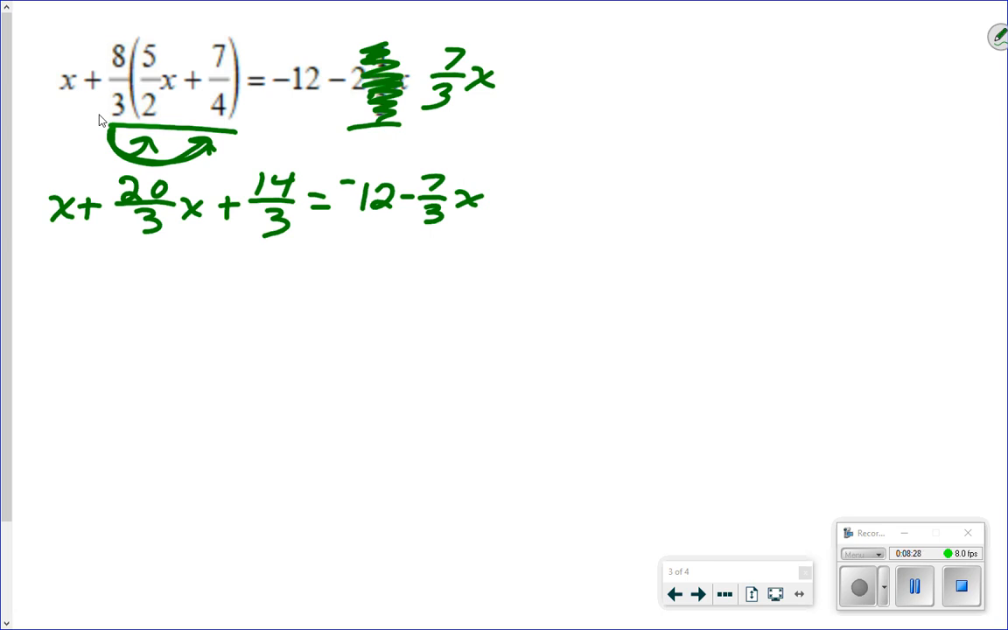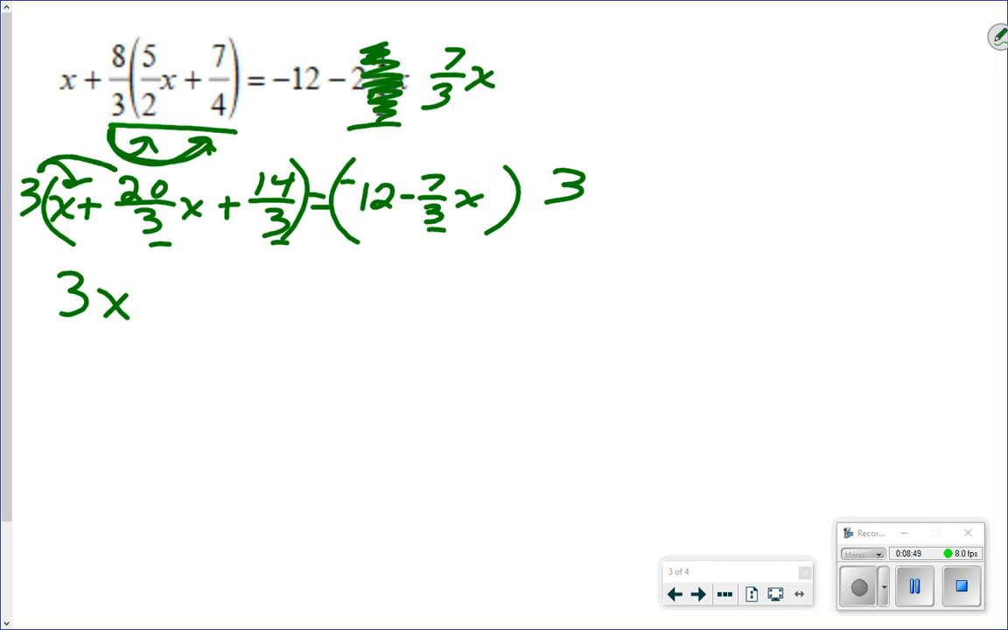Okay, you have to distribute first. You do have to deal with those fractions during the distribution. That's okay. Now we can clear them out. And what makes this easy when we're clearing the fractions is all of our denominators are 3. So the least common multiple is just 3. So we multiply every single term by 3. That means 3 times this.